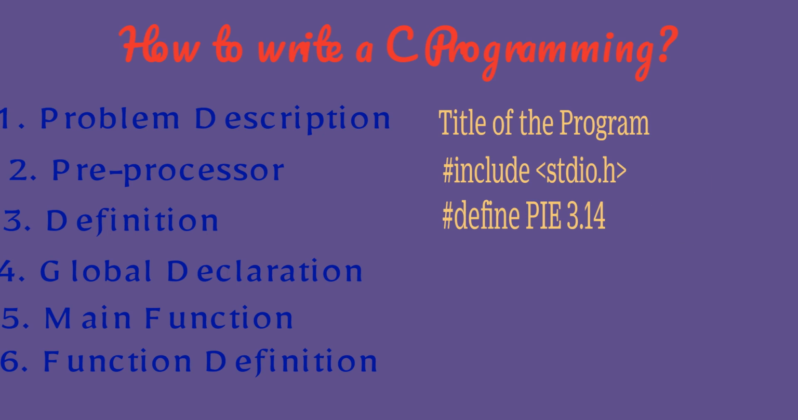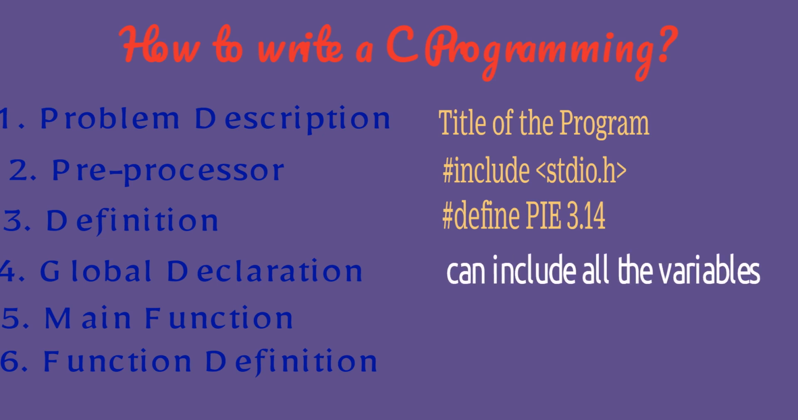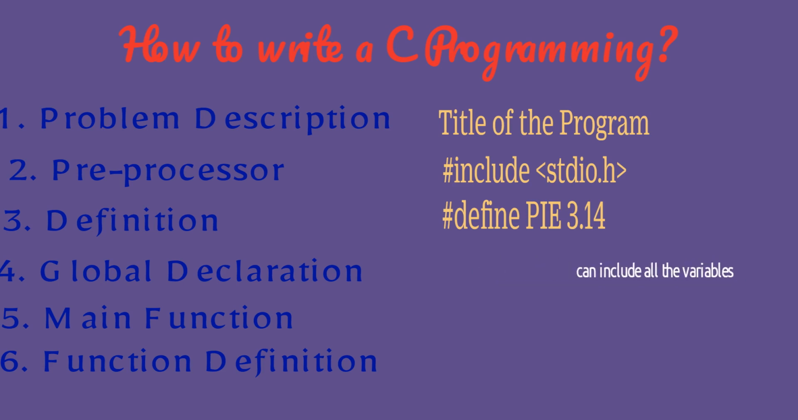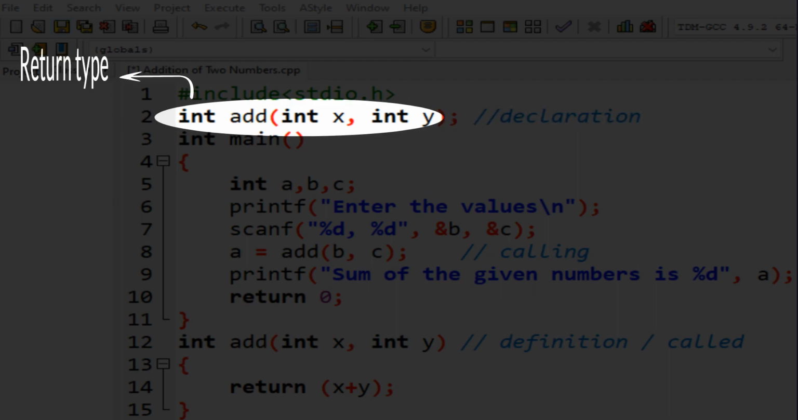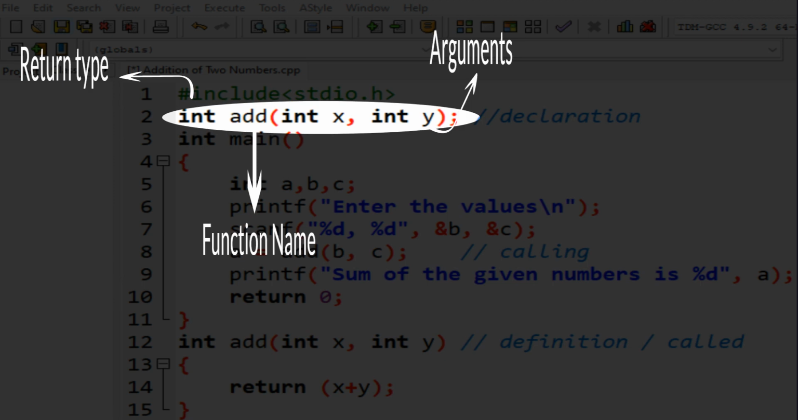4. Global declaration. Global variables can be declared before the main function. In the global declaration section, the programmer can include all the variables used in the program. By declaring the variables in this section, those variables are made accessible across every program function. For example, the format for global declaration, as shown in this program, is int add, with int x and int y arguments being included inside the parentheses. Here, int is the return type, add is the function name, while int x and int y are arguments. For global declaration, we use a semicolon.